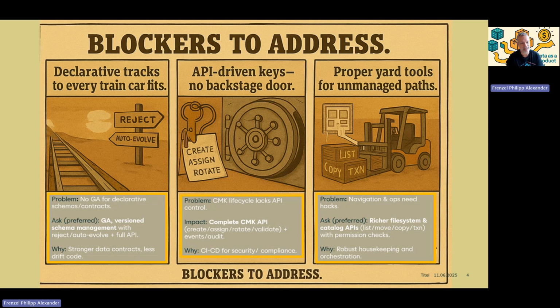And last but not least, the unmanaged structures in Lakehouse. Currently we found a workaround, which was really tricky. But it would be much easier for us if there were much better API support for the unmanaged structures of the Lakehouse, so that we can list, move, copy, upload and so on via API. Of course, with permission checks, but that would be really cool. That would help us to have much more robust housekeeping and of course much more stable orchestration.